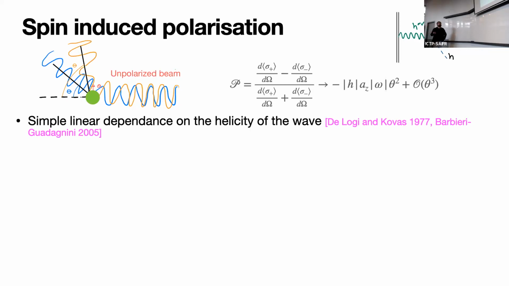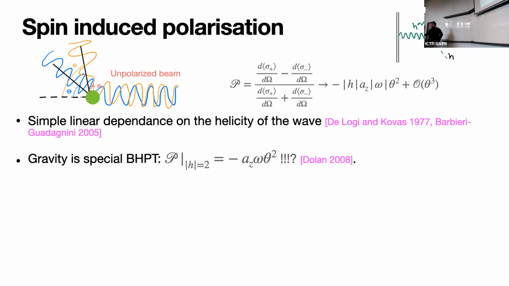The prediction was that this polarization should be proportional to the modulus of the polarization. But it turns out that gravity is somehow special.